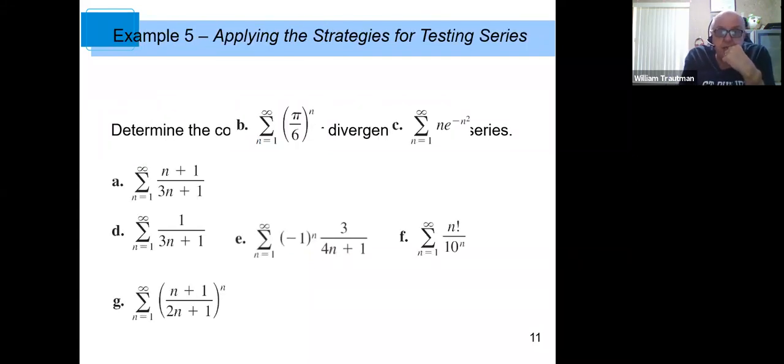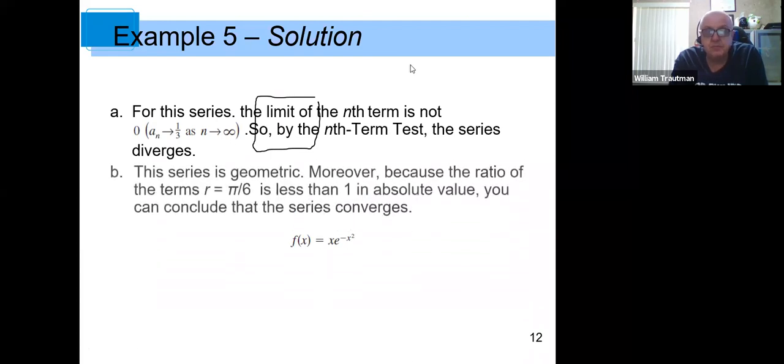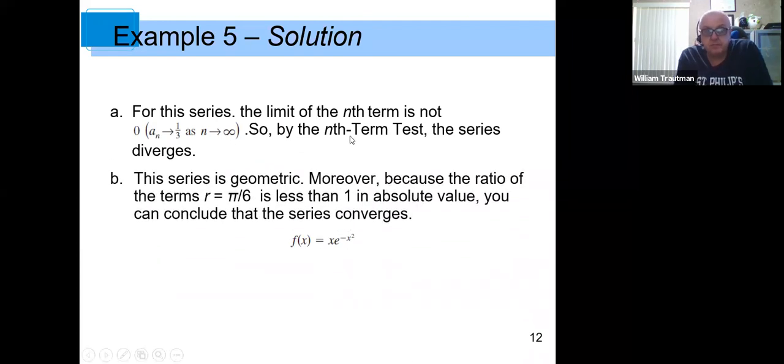Here is B. This looks a little wrong. I don't know if it was the fonts or what, but it doesn't look like it's in order. I don't know how that happened. The series is geometric, moreover, because the ratio of the terms r equals pi/6 is less than 1 in absolute value. You can conclude that the series converges.